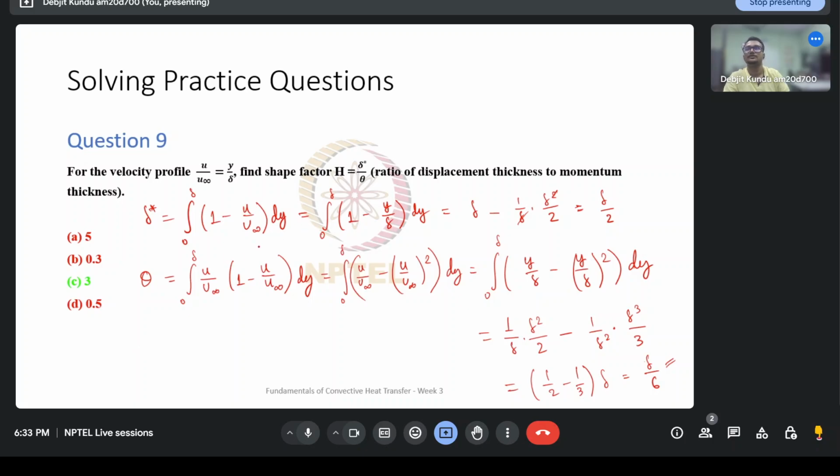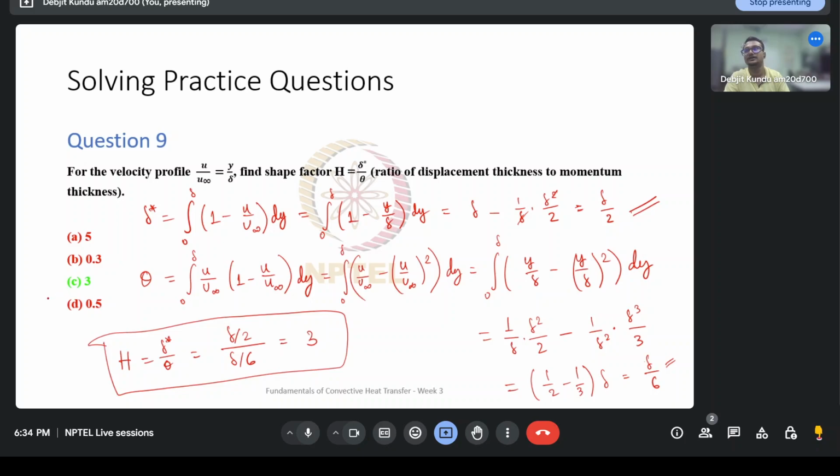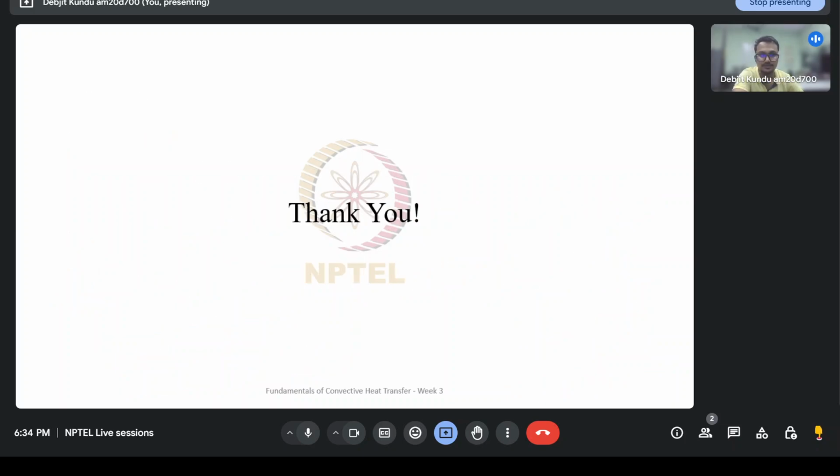So now if I compute the shape factor H, which is delta star by theta, delta star we found out here to be equal to delta by 2, and theta we found out here to be equal to delta by 6. So if we now just take this ratio, we get 3. This is the value of the shape factor, and this matches with option C. So that's how we do it, and that's all. Thank you.